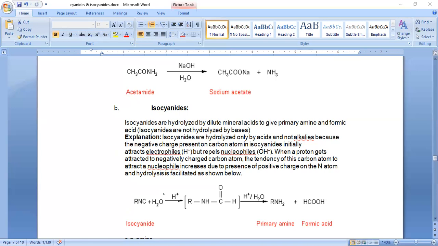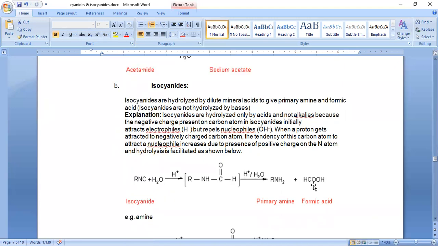Okay. In further hydrolysis, what happens? Another water molecule simply goes like this. So this part will become NH2, and this part will become formic acid. So in hydrolysis of isocyanide we get amines, and in hydrolysis of cyanides, we get what? Carboxylic acid. So that is the difference between these two. Okay, so this is formic acid.